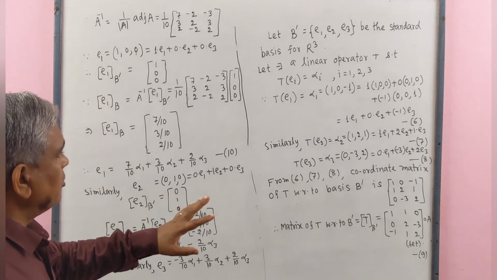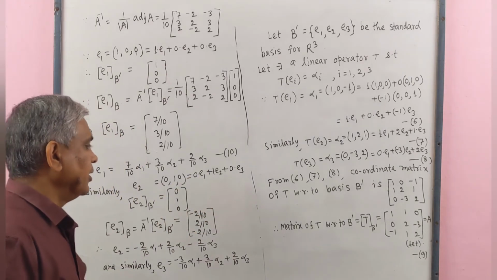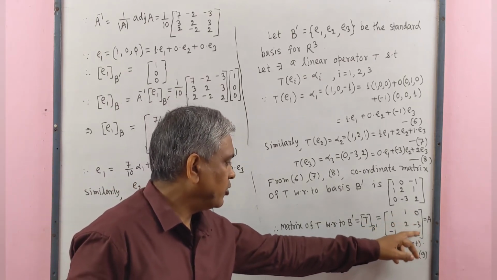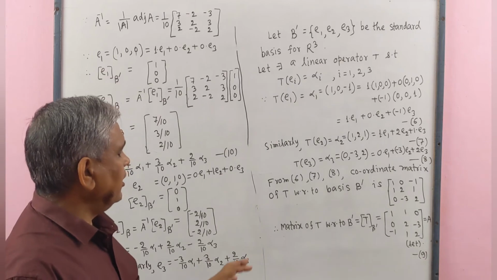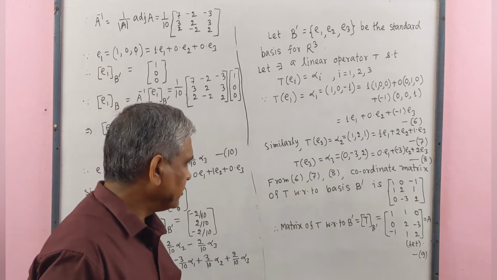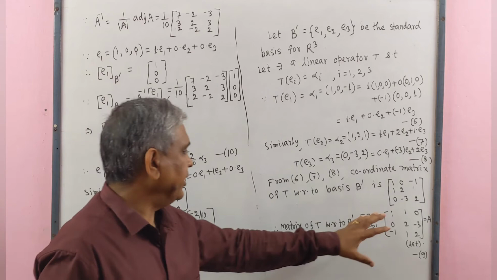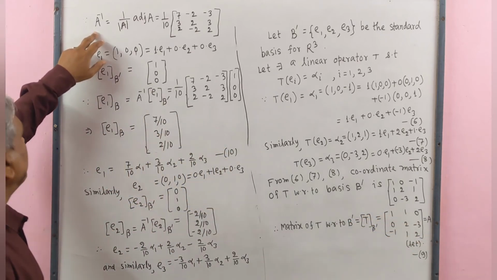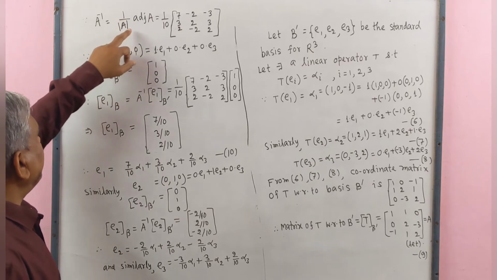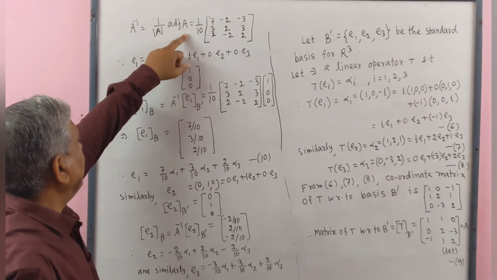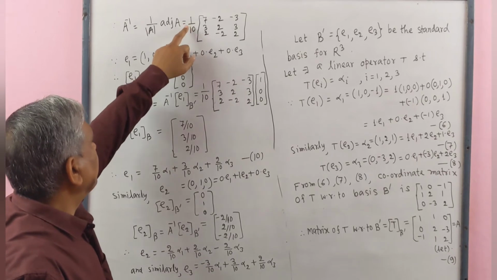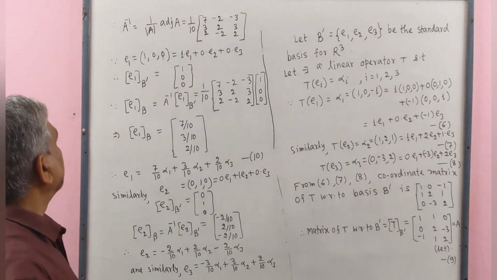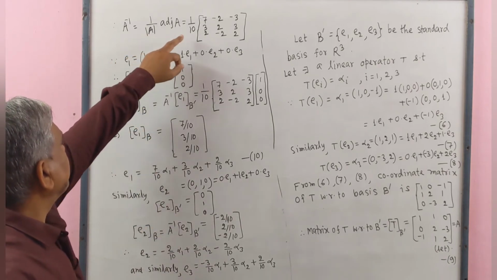For this, we have to find cofactors of each element of this matrix and then find the adjoint, and also find the determinant of A. And we get A inverse equal to 1 by determinant A times adjoint A. And this is equal to 1 by 10 multiplied by this matrix. The value of the determinant A is 10.